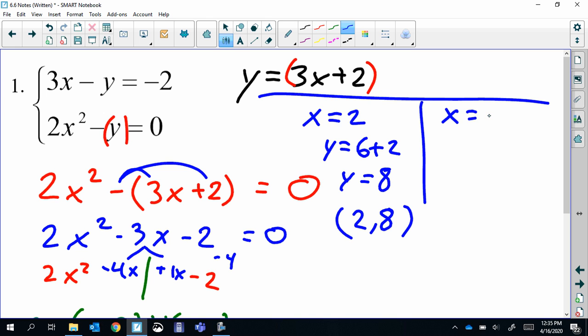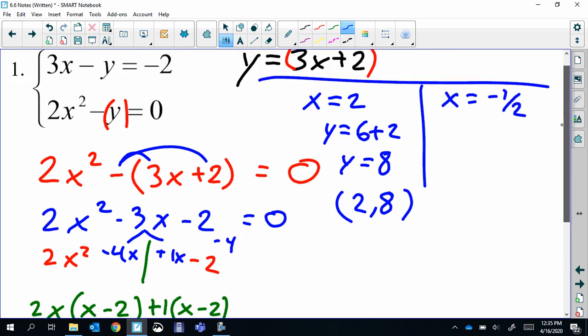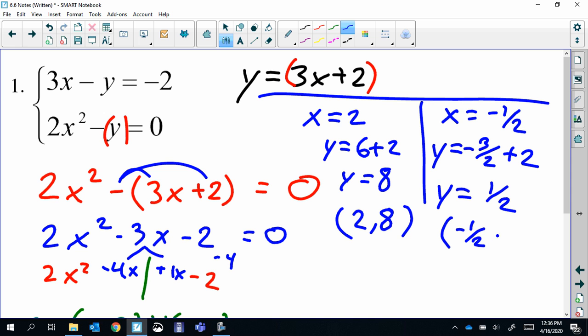And then our other solution we had for x was x equals -1/2. We plug that in as well. So we get y equals 3 times -1/2, which will be -3/2, plus 2. Negative 3/2 is negative 1 and 1/2, plus 2 is just 1/2. If you needed a calculator, I guess that would be okay. It wasn't really a hard question though.